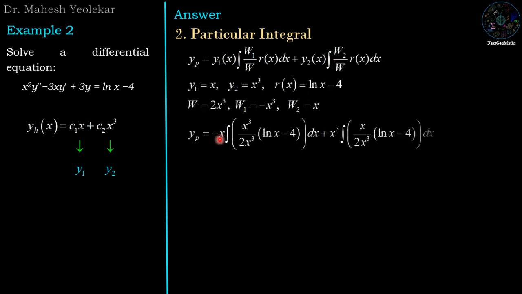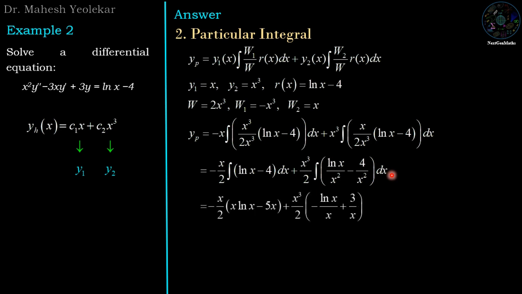Substitute those values in yp. yp equals y1 equals x, w1 equals minus x cube, w equals 2x cube, rx is equal to ln x minus 4 dx, plus y2 equals x cube integration w2 equals x divided by 2x cube ln x minus 4 dx. Now if we simplify, then we have minus x by 2 integration ln x minus 4 dx plus x cube by 2 integration ln x divided by x square minus 4 divided by x square dx.